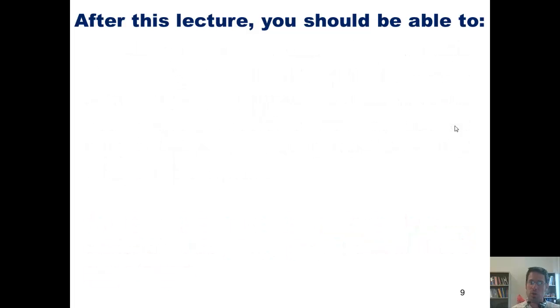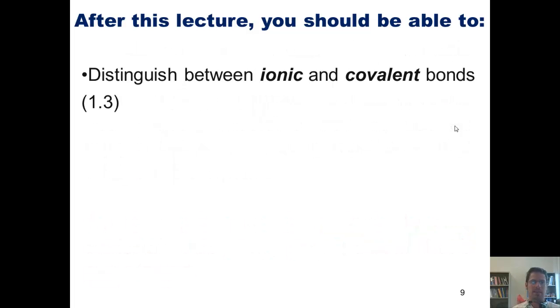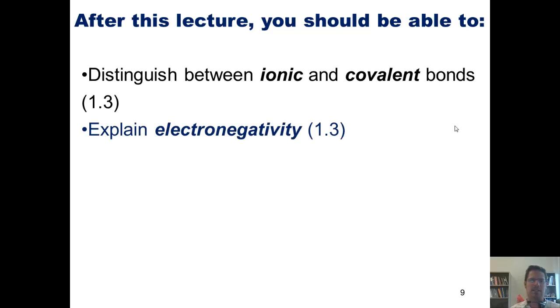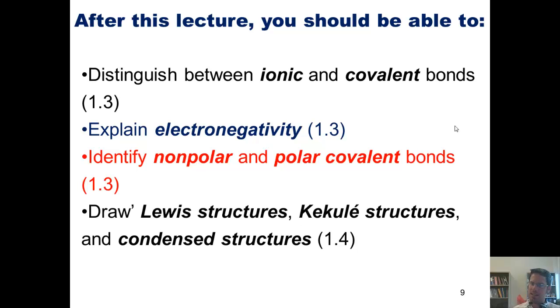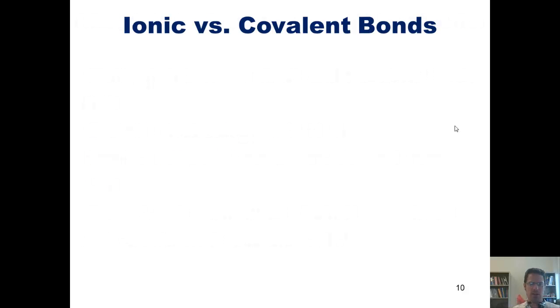After today's lecture, you guys should be able to do the following: distinguish between ionic and covalent bonds, explain electronegativity, identify nonpolar and polar covalent bonds, and draw Lewis structures, Kekulé structures, and condensed structures. First, I'd like to start by reviewing the difference between ionic and covalent bonds.